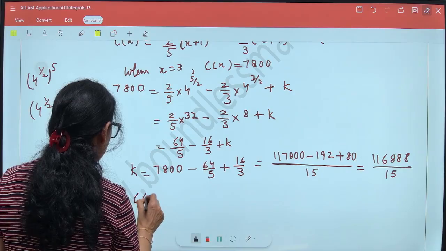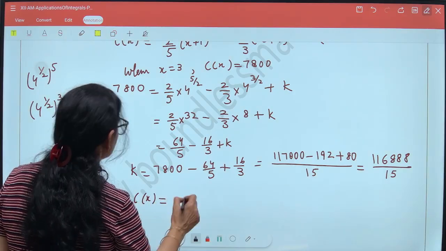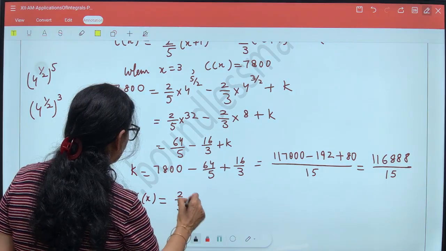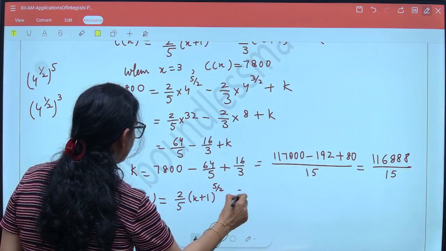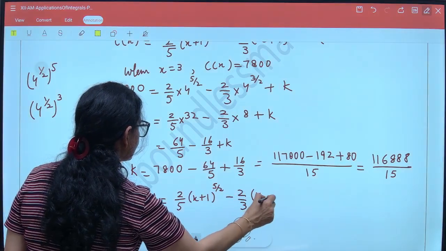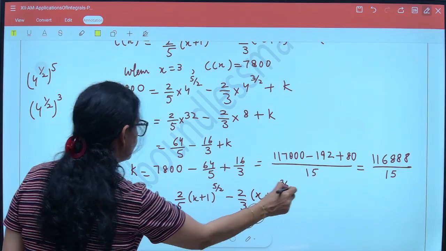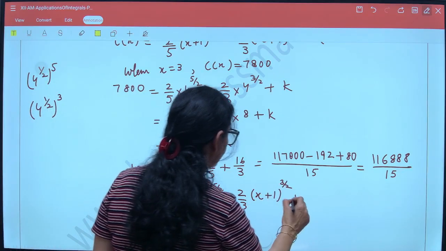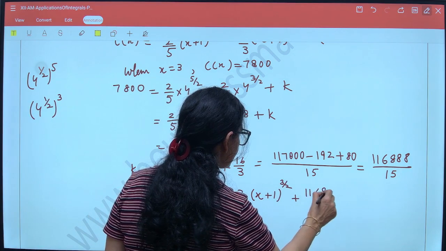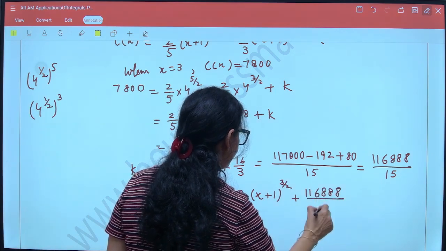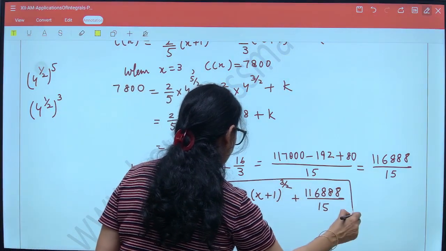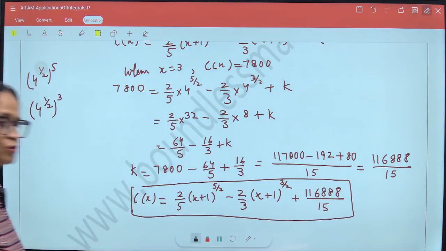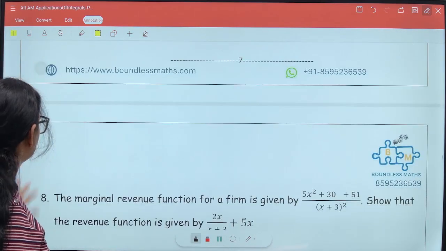This means eventually the total cost function comes out to be 2 by 5 (x plus 1) to the power of 5 by 2 minus 2 by 3 (x plus 1) to the power of 3 by 2 and the constant of integration, that is 116,888 by 15. So this is the total cost function. Understood? Great. So let's come to the next question.